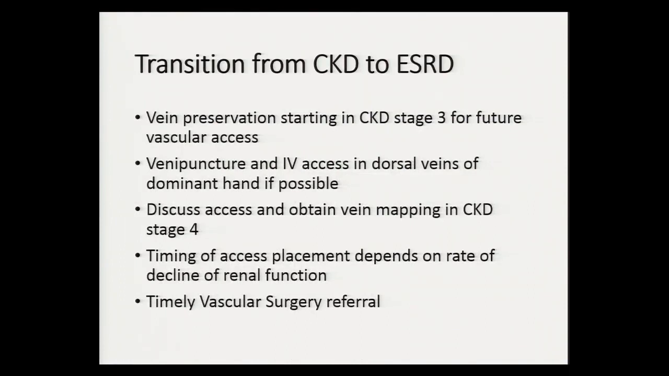Obtain vein mapping in CKD stage 4. There's two options for vein mapping. One is ultrasound-based, which shows both the vein and the artery. The classic criteria are the artery has to be at least 2 millimeters in diameter, vein at least 2.5 millimeters without any focal stenosis upstream. Timing of access depends on the rate of progression of renal failure and whether it's going to be fistula or graft. We don't place graft until they're very close to dialysis. And then timely vascular surgery referral.